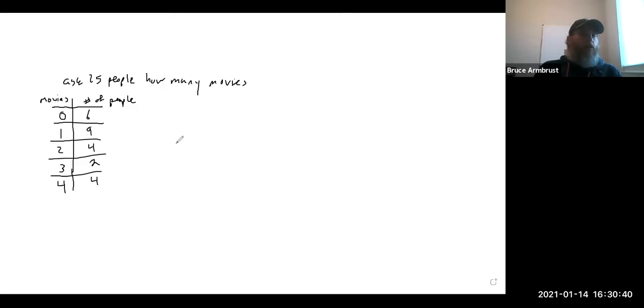Okay, so in terms of relative frequency, hopefully you remember how to find that, right? The relative frequency. It's just the number in our category divided by the total number.